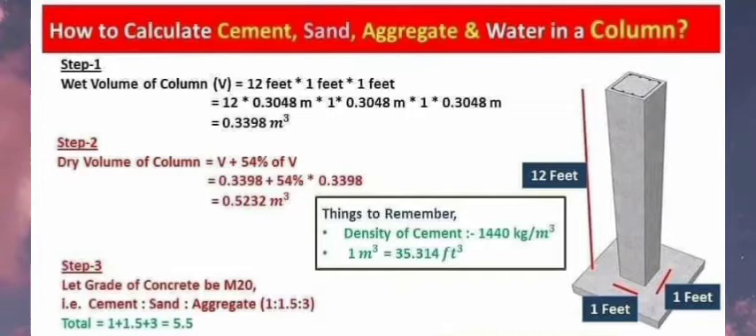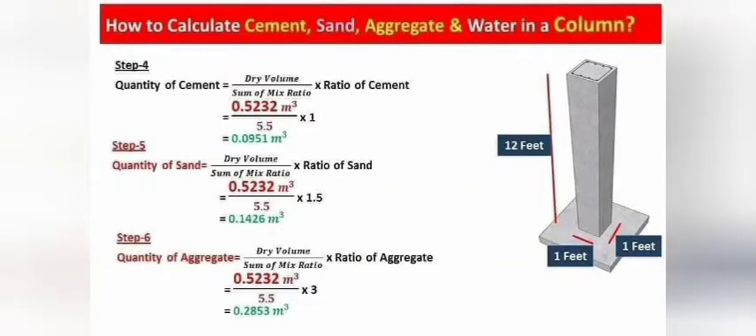Step three: we should know what grade of concrete we are going to use for the column. Usually for a column we use M20 grade. The cement to sand to aggregate ratio for M20 grade of concrete is 1 is to 1.5 is to 3. So first you should do the total. We will get 5.5.